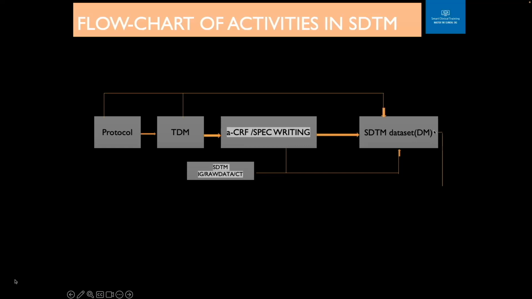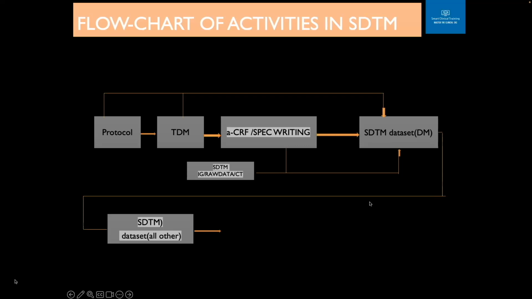We create a data set or a domain called as a something. We call it as a domain. So we create a domain here, data set here. First data set what we create is a DM, which is called as a demographic. Once demographic is completed, let's say, then we work on the SDTM datasets, all other. First of all, we create this DM.